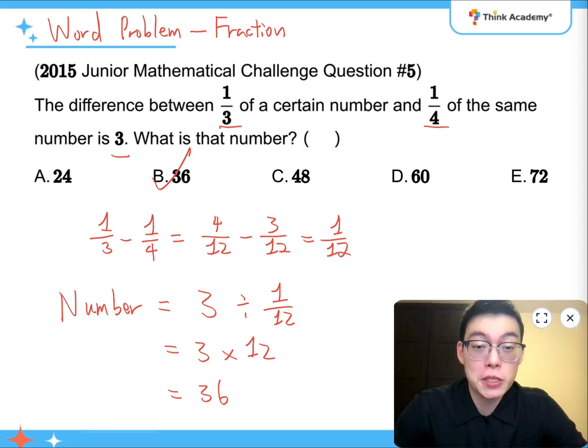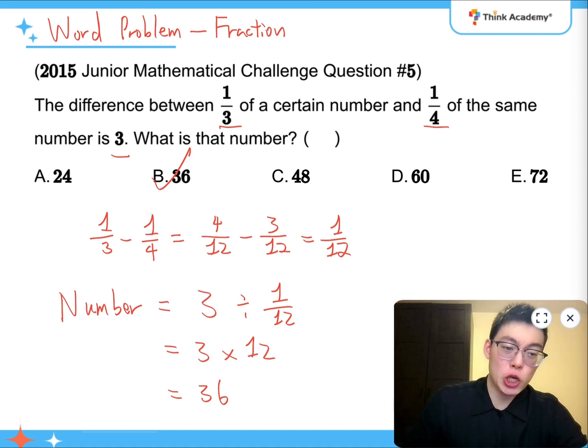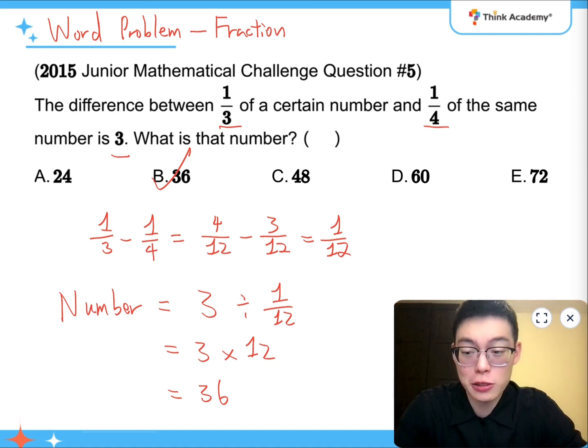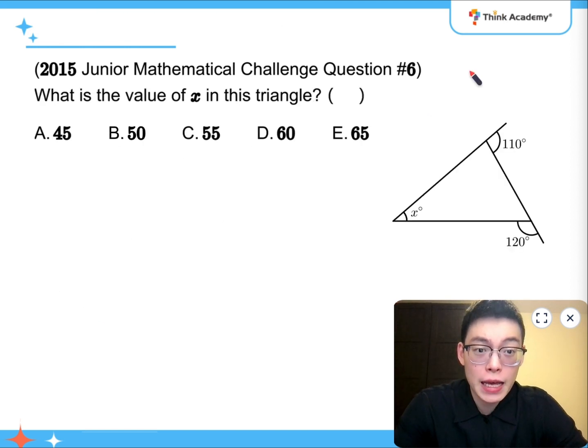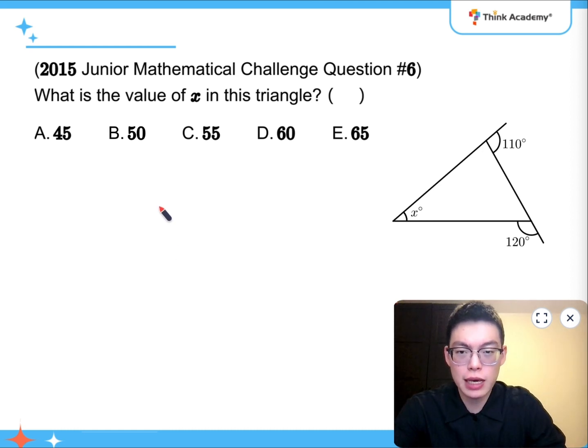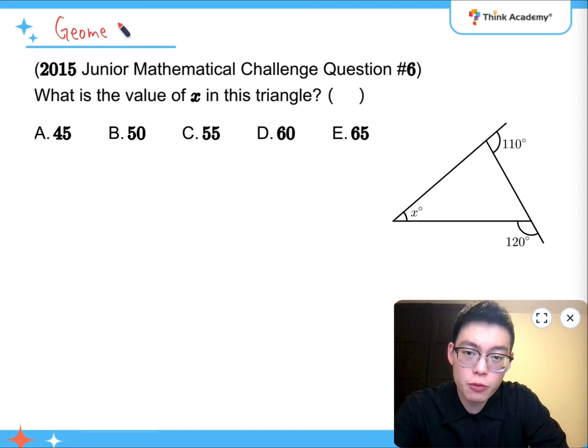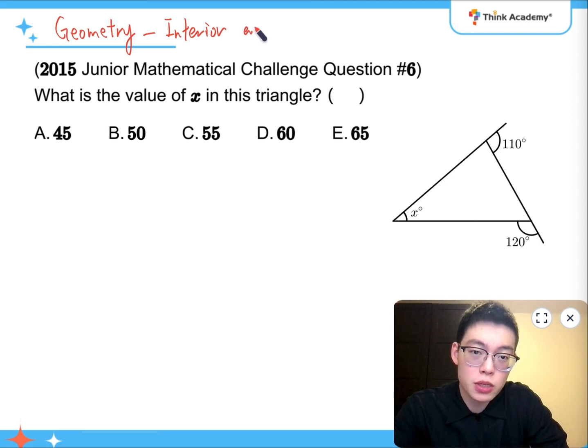Please make sure you know how to calculate fractions, all right? This is kind of important, especially if you're already in year 7. There's no excuse that you don't know how to calculate fractions at all. And then for the 6th question, it will be a geometry question, and it is going to be on angles. To be specific, we can say that this question is on the interior and exterior angles.